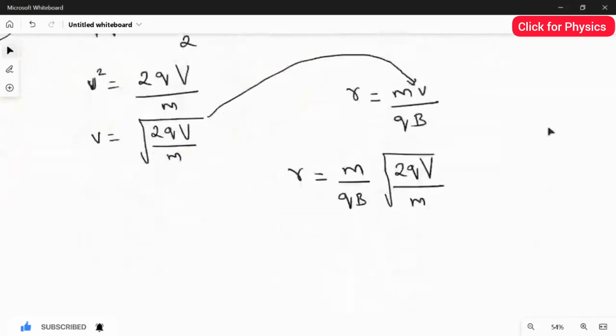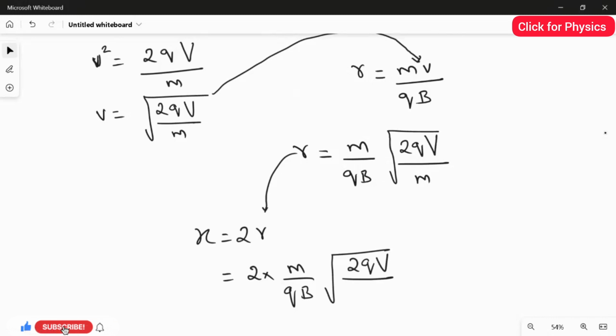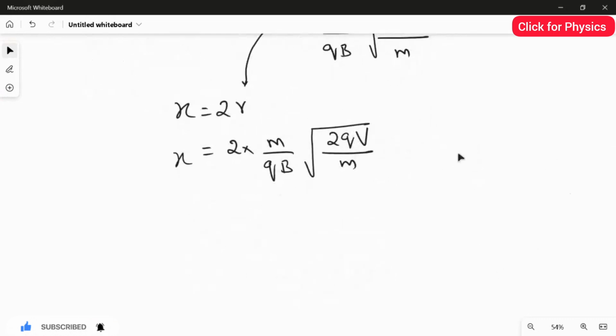So I'm going to use this concept: x equals 2 times R, and then I'm going to substitute R here. So you'll get 2 multiplied by M over QB times the square root of 2QV over mass. On the left hand side we have x, and the x value is already given. What is our aim? We are going to find the mass of the ion. So if you want to get the mass of the ion, the only option is to square both the left hand side and the right hand side.